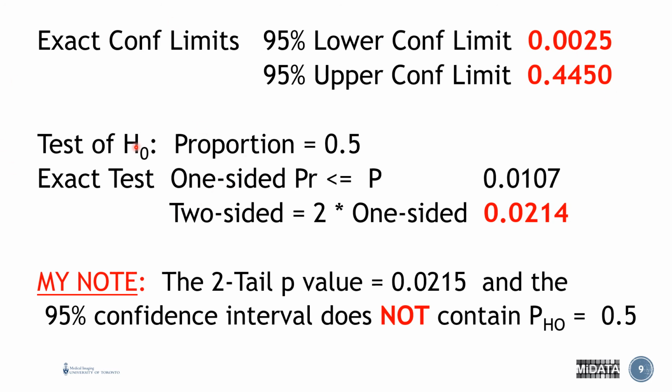When we test whether the proportion observed is significantly different from our null hypothesized proportion of 0.5, we see that the one-sided probability is 0.0107, and that when we consider both tails and add them together, we get a p-value of 0.0214. So the p-value is less than 0.05, and the confidence limit does not include the null hypothesized proportion of 0.5.